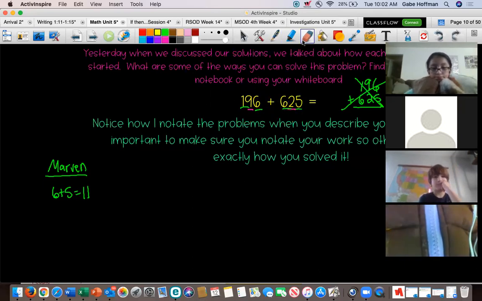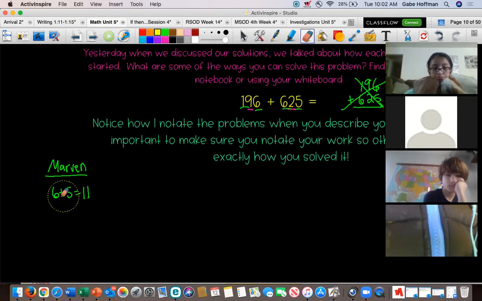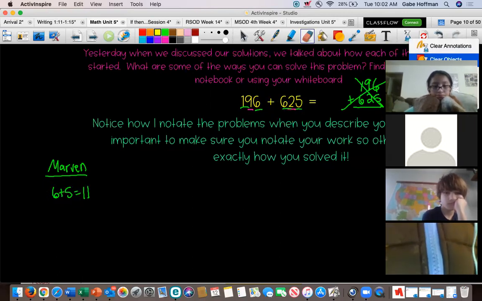So give me just a second here. Why is this not erasing, really? All right, I'm just going to clear the annotations for a second.